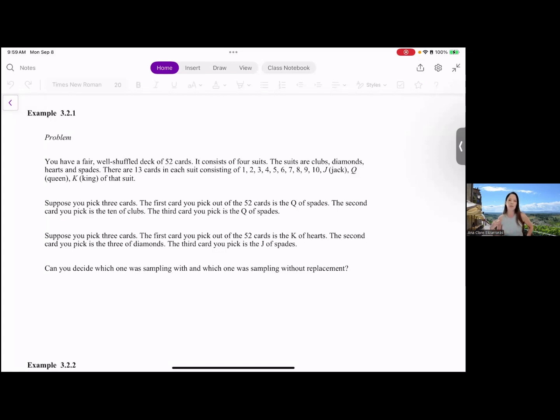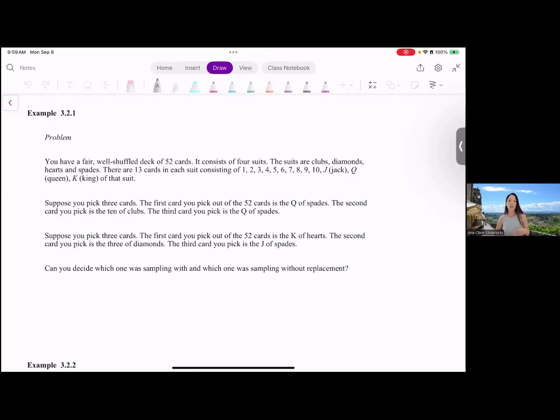Suppose you pick 3 cards. The first card you pick is the Queen of Spades. And then the second card you pick is the 10 of Clubs. And then the third card you pick is the Queen of Spades, which is a little interesting as you originally picked the Queen of Spades. So if you pick a Queen of Spades, but you don't put it back, you can't pick it again. So the only way that you could pick the Queen of Spades twice is if you were sampling with replacement. So for the first one, we are definitely sampling with replacement.